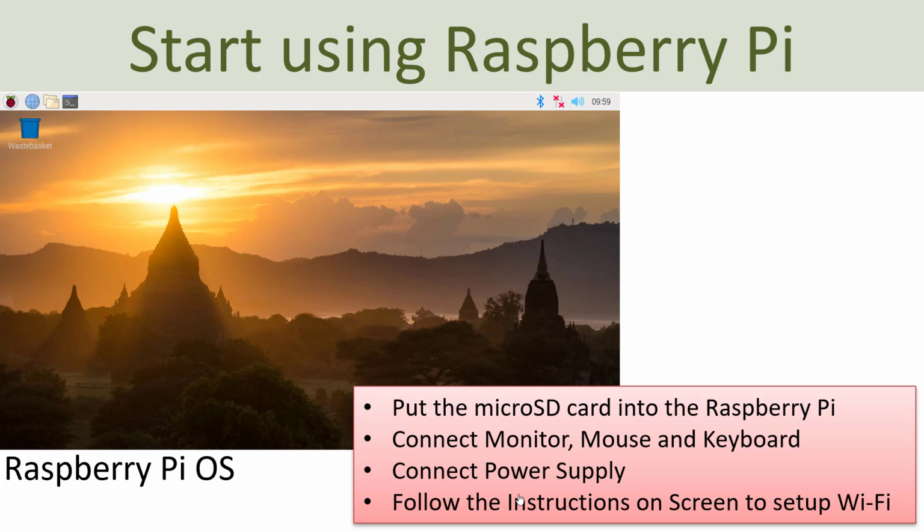So when you have plugged in the Raspberry Pi device in combination with your monitor, mouse and keyboard, and connected the power supply, you should get the following welcome screen. So basically this is the Raspberry Pi operating system, where you have the start menu, just clicking on the Raspberry Pi icon in order to use the applications that are part of the operating system.